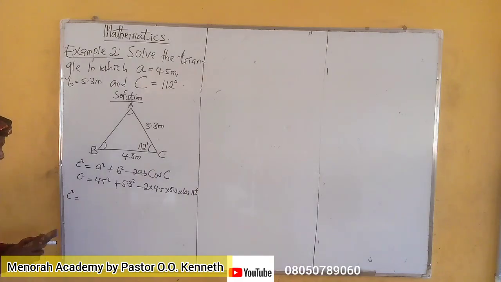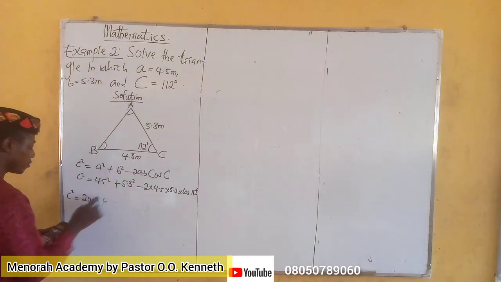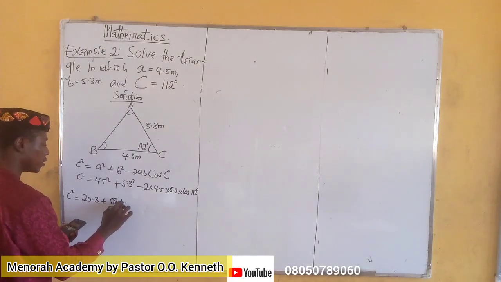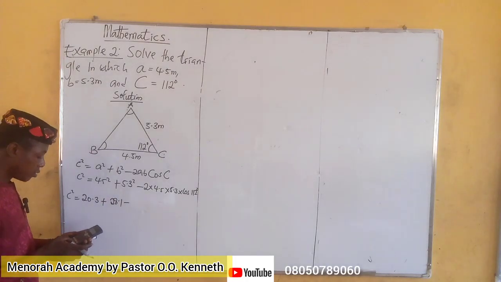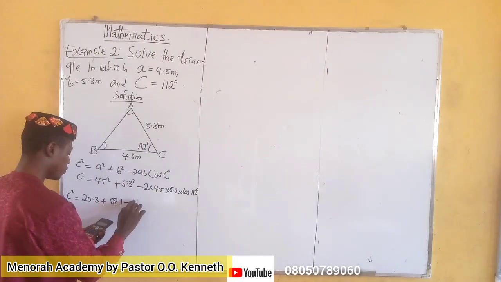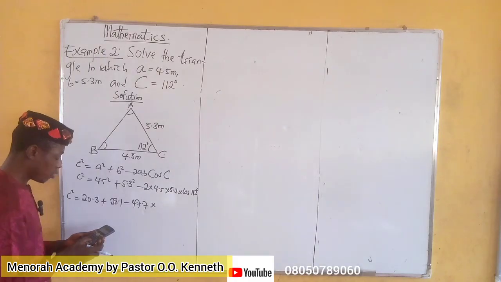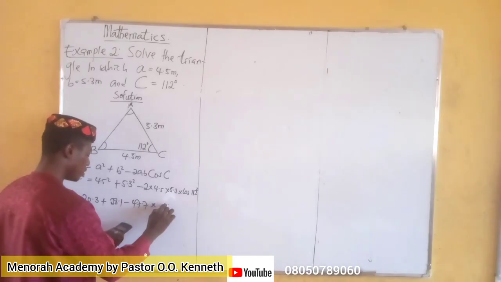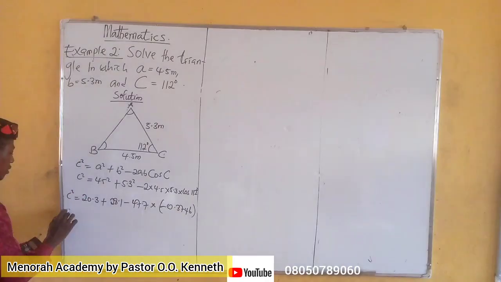Look at what we have. 4.5 squared is going to give us 20.3, then plus 5.3 squared. 5.3 squared is going to give us 28.1, then minus 2 times 4.5, then times 5.3, is going to give us 47.7, then multiply by cos 112, which is going to give us minus 0.3746. Alright, so this is our C squared.